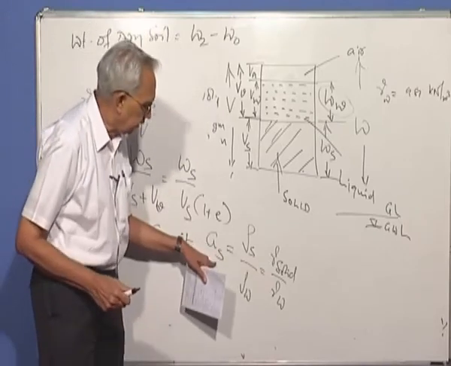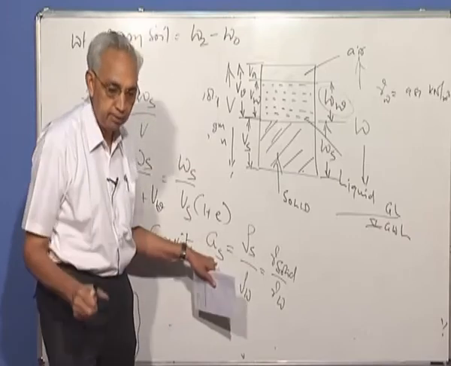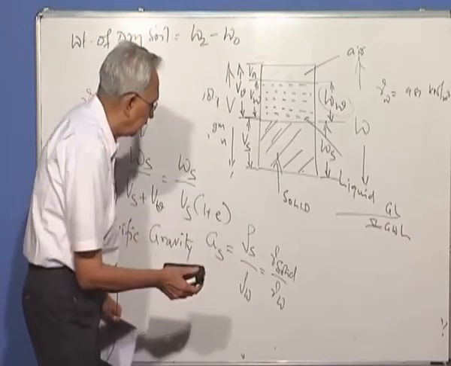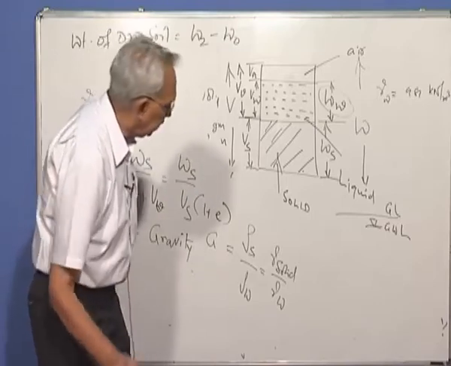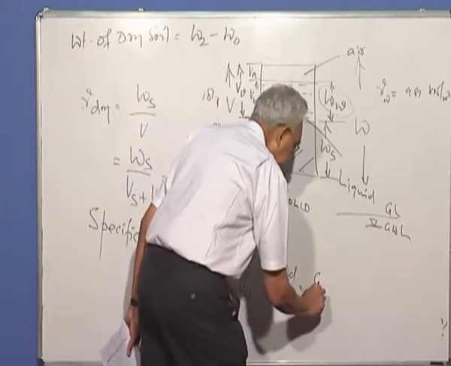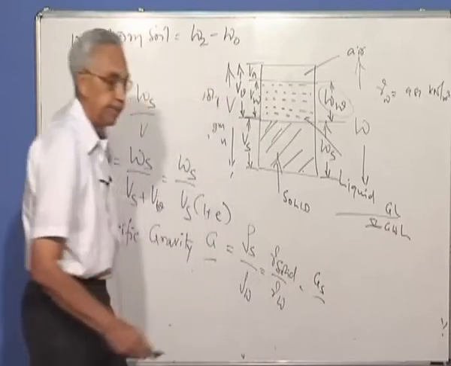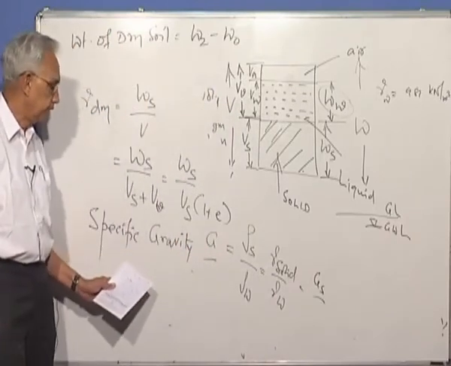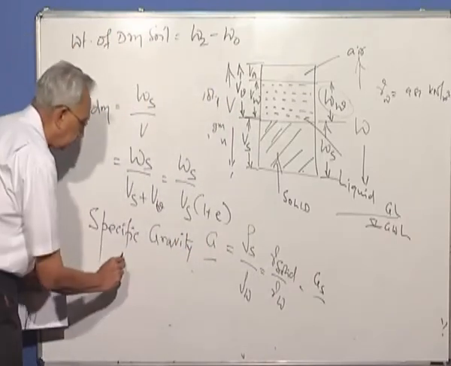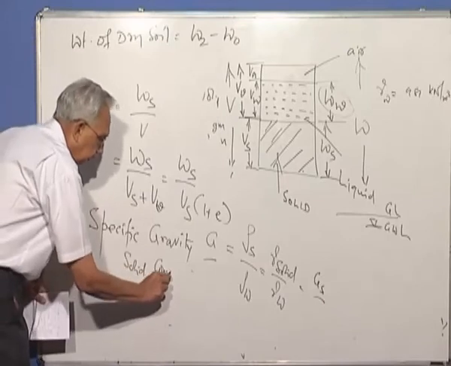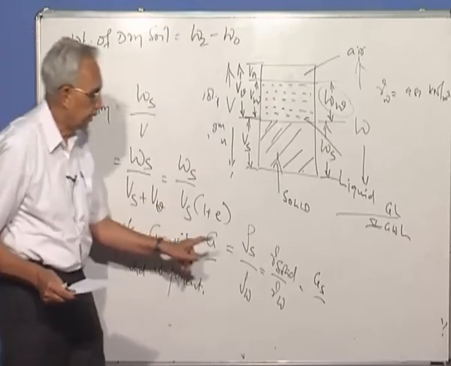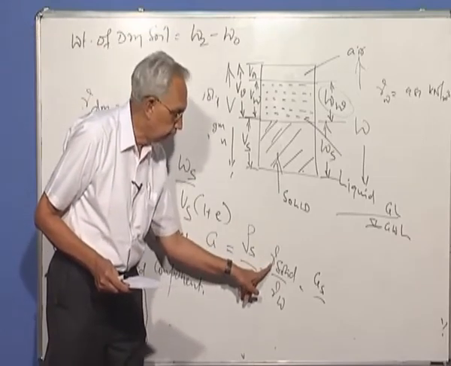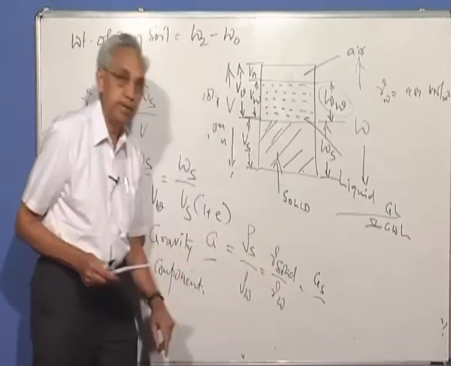You can write GS, but since we are only dealing with one material, that is solids, in some books you will not find the subscript S. You may or may not use GS. It is the same. When I say GS or G, I am talking of the specific gravity of the solid component of soil. Now, can I say weight of solids by volume of solids is nothing but gamma solid, which is equal to specific gravity into gamma W?